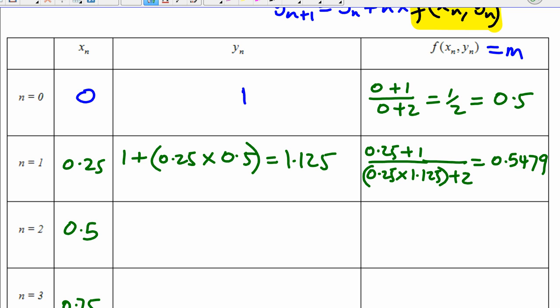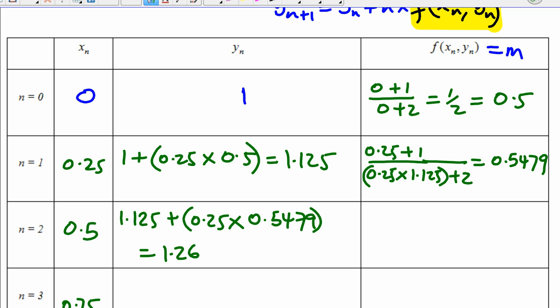0.5479. All right. So here, previous y value 1.125 plus the step size 0.25 multiplied by the previous gradient 0.5479, which gives us 1.26199. All right. And then you plug this into the original differential equation. So you're going to get the gradient for these corresponding values of x and y.